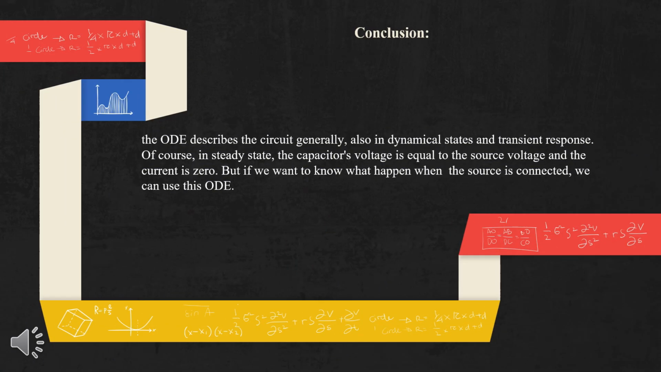Thank you, Shehriyar, for your nice presentation. Now, to conclude, the ordinary differential equation describes the circuit generally, also in dynamical states and also in transient response. Of course, in steady state, the capacitor's voltage is equal to the source voltage and the current is 0. But if we want to know what happens when the source is connected, we can use this ordinary differential equation.